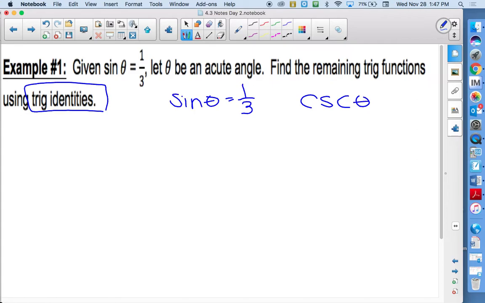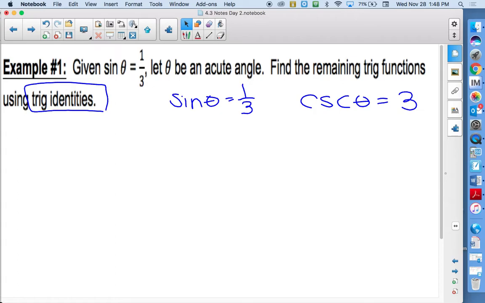Cosecant, because cosecant is its reciprocal, and it's just 3. So that's an identity. We've been using it as a reciprocal function, but it actually is an identity as well. So now that I have these 2, let's see if we can use these 2 to help us find the other 4. So look at the board. See if you can decide which one of those identities you could use, and the fact that cosecant is 3, or the fact that sine is 1/3, to help you get another function.